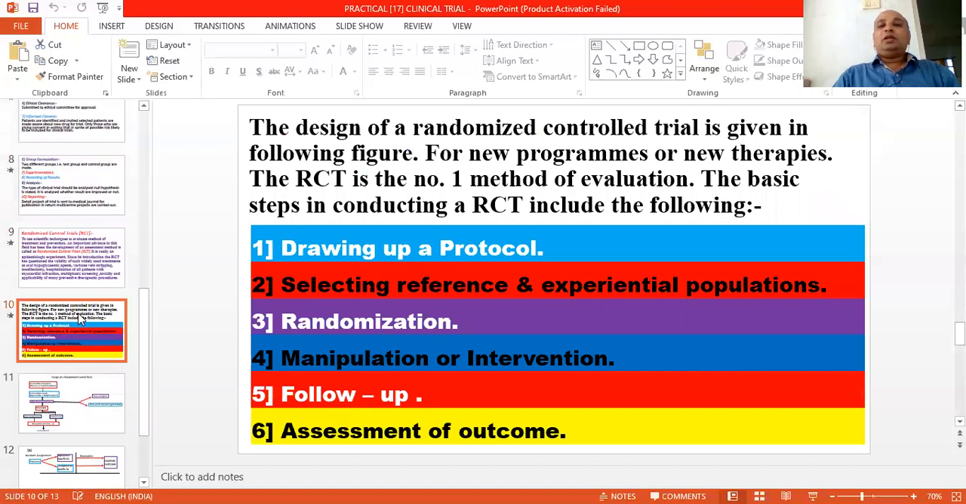The design of the randomized control trial is given in the following figure. For new programs or new therapies, the RCT is the number one method of evaluation. The basic steps in conducting an RCT include the following: first, drawing up a protocol. Second, selecting a reference and experimental population. Third, randomization. Fourth, manipulation or intervention. Fifth, follow-up. And sixth, assessment of outcome.